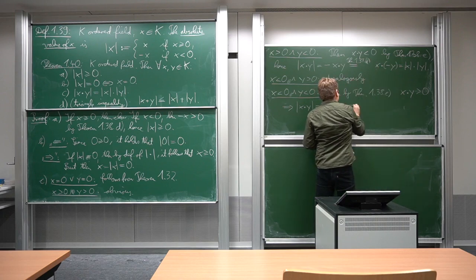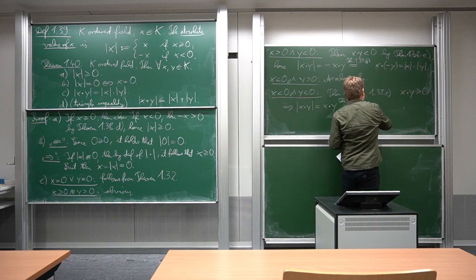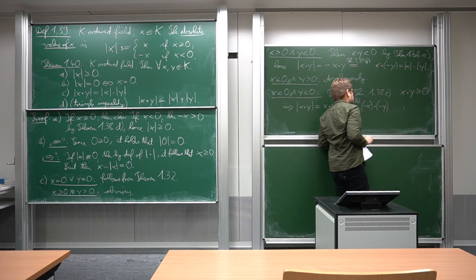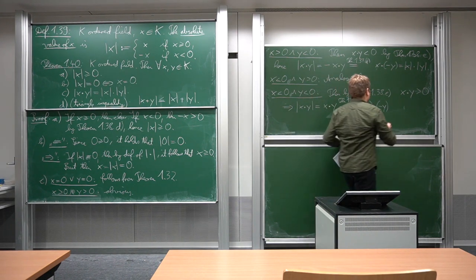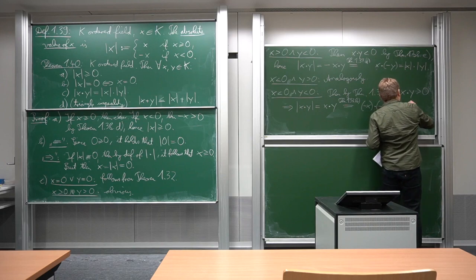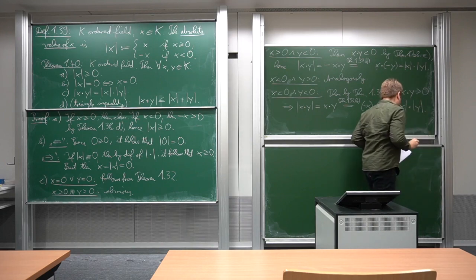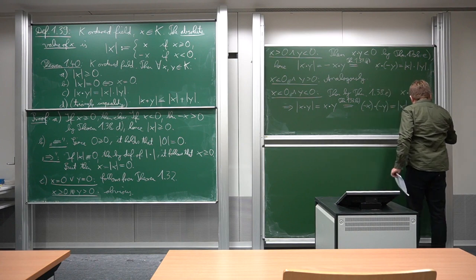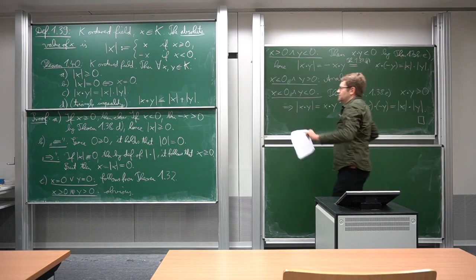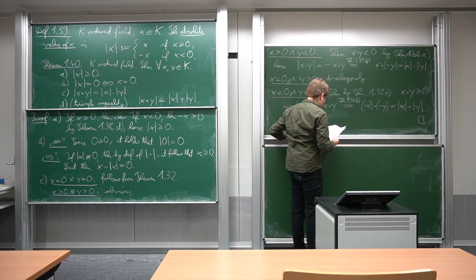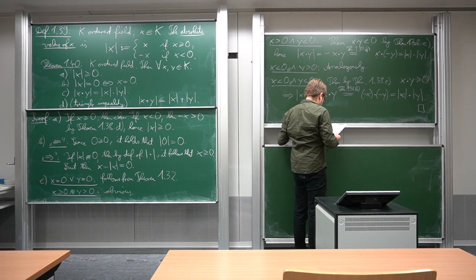Part B is coming now because theorem 133b said that this is the same as minus x times minus y. And since x and y are negative, these are the absolute values. So this is the same as the absolute value of x times the absolute value of y. And finally we're done, because if you look at the different cases we studied, they cover everything. So yeah, this completes the proof here.